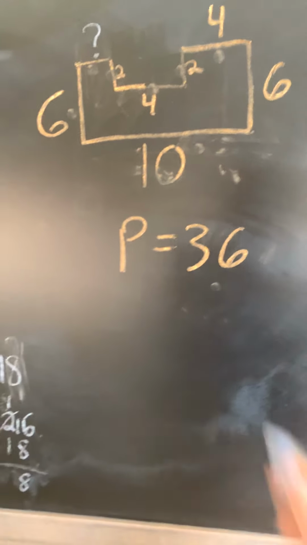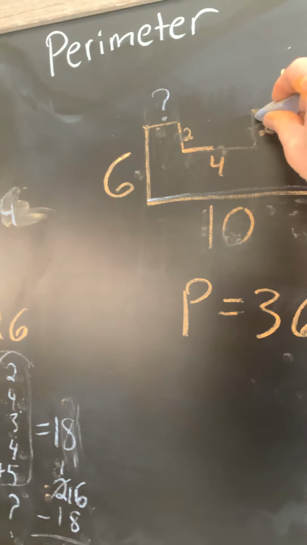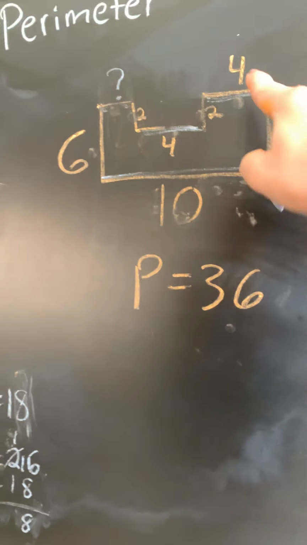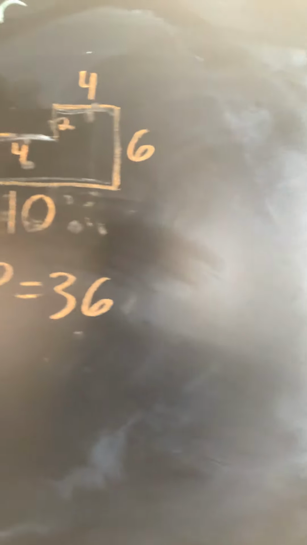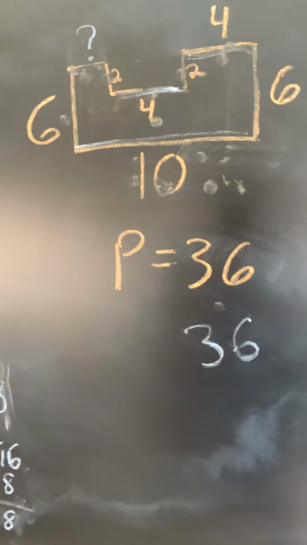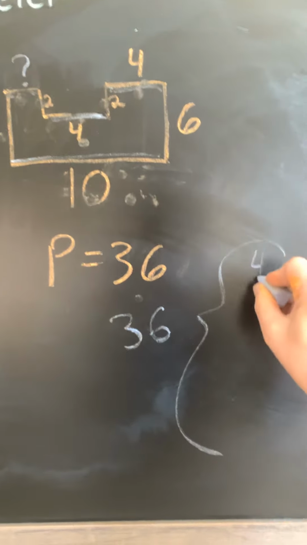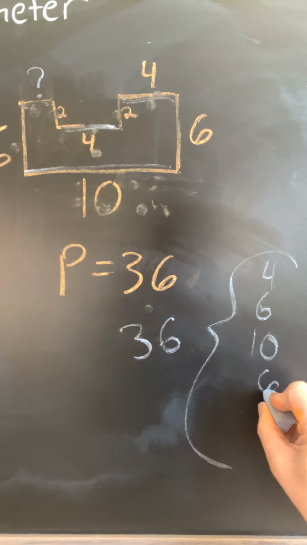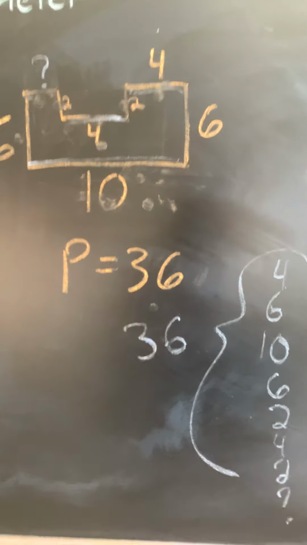So you could use what you know from here to here is 10. And if you go above it, that's 4, that's 4, that's a mystery. So you could, 4 plus 4 plus what is 10? Okay, that is definitely one way. So let's try a race map. I know 36 is the total perimeter, and I'd take all the sides. I have 4, and then I have 6, and then I have 10, and then I have 6, and then I have a question mark, 2, 4, 2, and I'll put my question mark last.